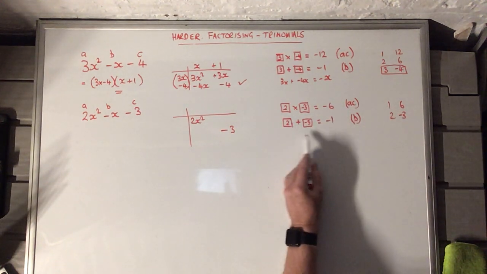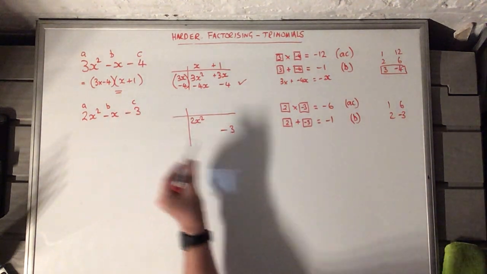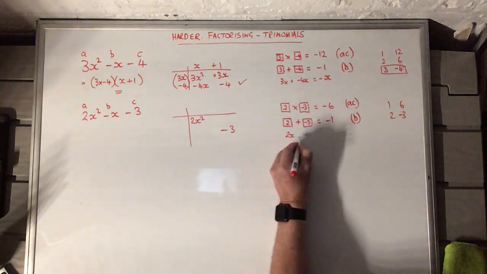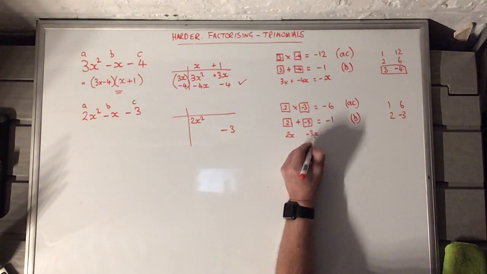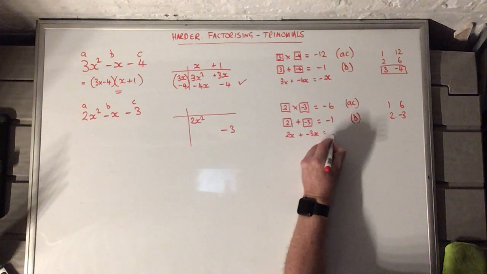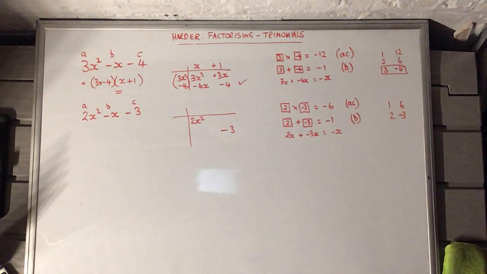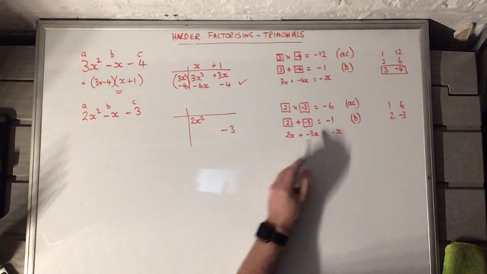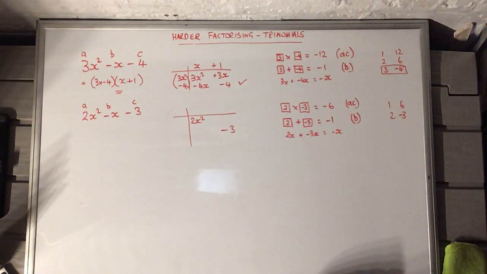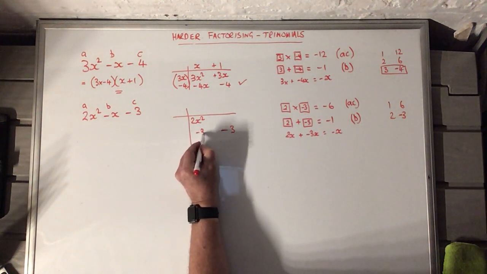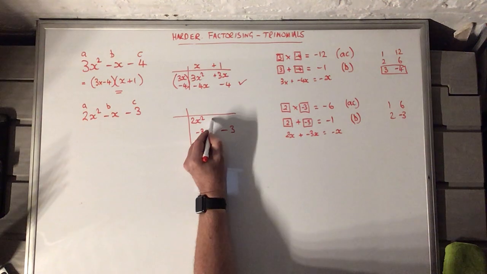Again, remember, the middle term really is negative x, so it's really 2x we need, and negative 3x that we need. Okay, and that will give me negative x. So these two terms go into our grid. So let's put the negative 3x in here and plus 2x in here.